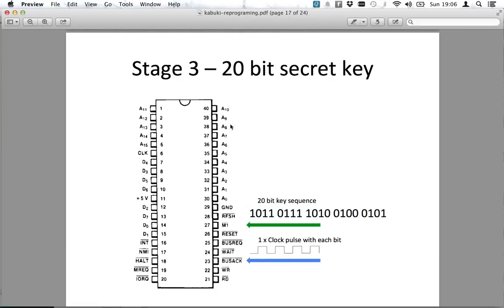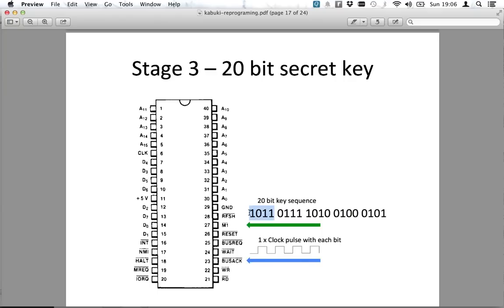The way you do this is you have the 20 bits. Here are the 20 of them in groups of five, right? You start with the first one on the left, and you go all the way to the right. So it's the 20-bit sequence. And with every bit that you input, and you do this through M1, you need to input a clock pulse in bus acknowledge.